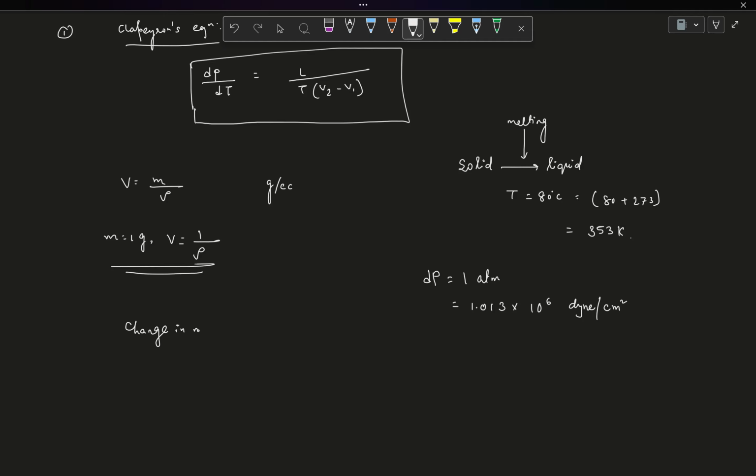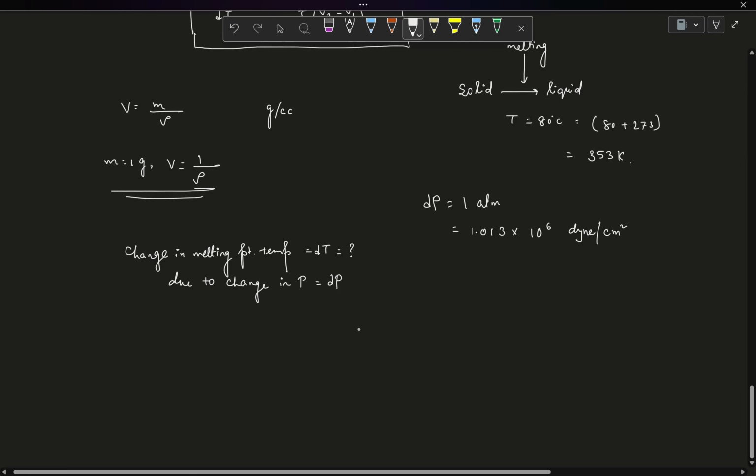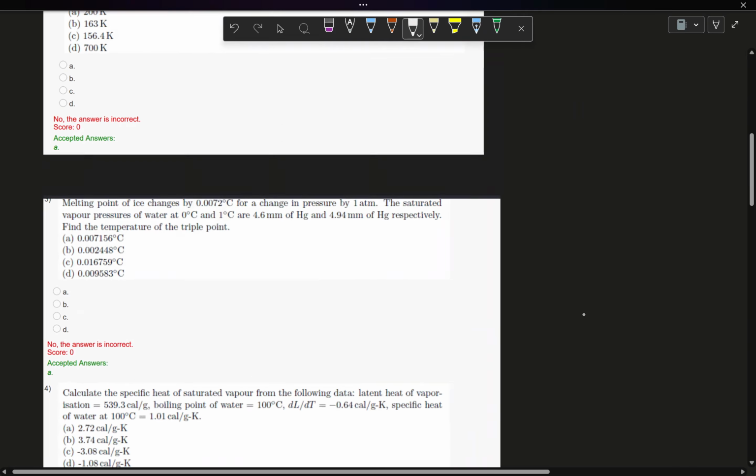And your change in melting point temperature because of this change in pressure is dT, due to the change in pressure dP. So you have to calculate what is this dT, right? And L is given in the question. L is given as, I think, 35.5 calorie per gram.